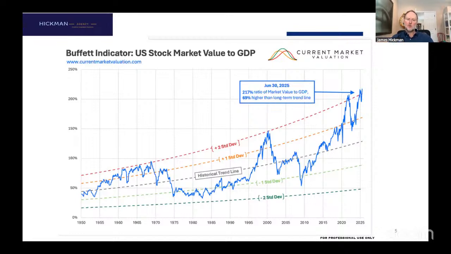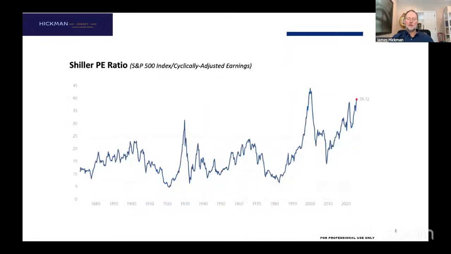That long-term trend line has been roughly 50%. Currently, that trend line is north of 100%, but the ratio itself is near 220%. That means you need a 70% correction basically in the S&P 500 index just to get back to the normal trend line, the historical trend line on the Buffett indicator. 70% downside. Warren Buffett's a pretty good investor.